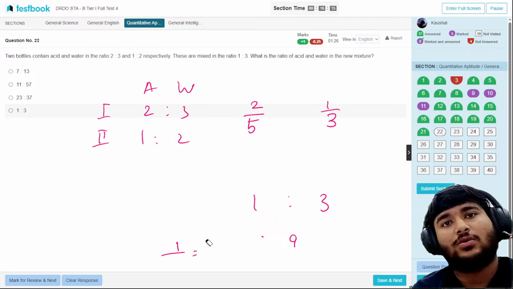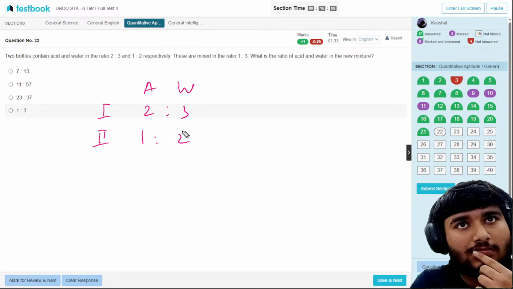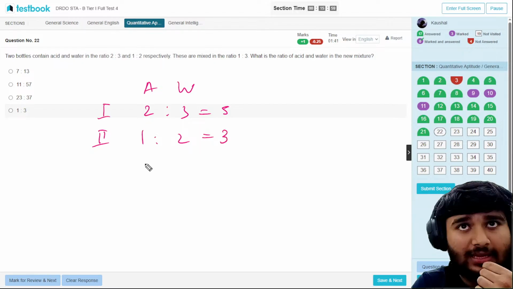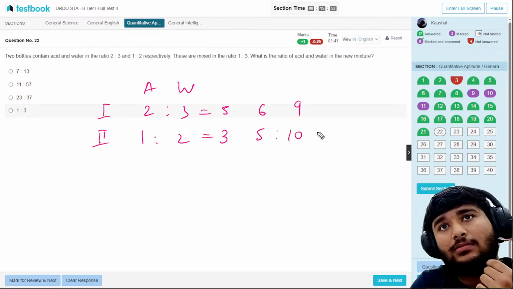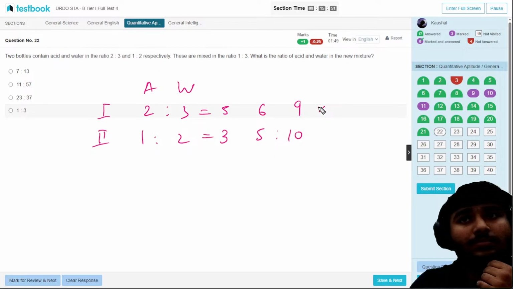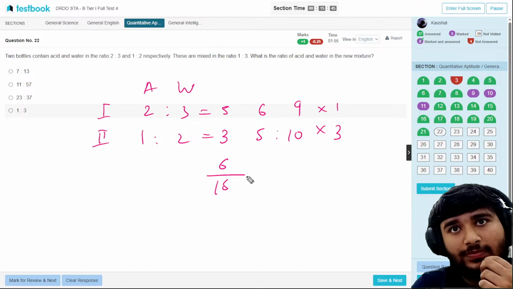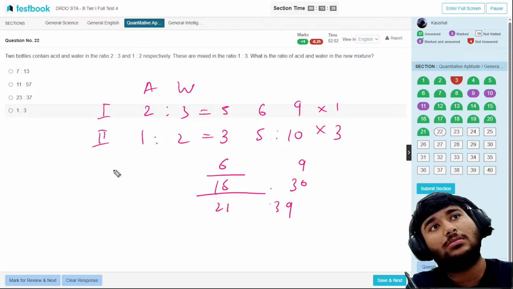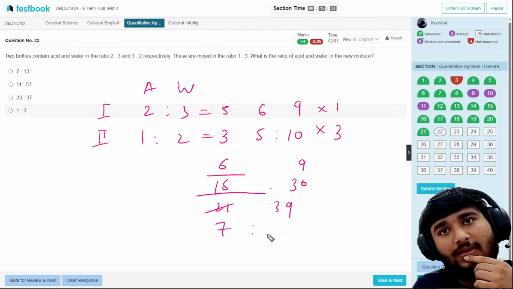इक्वल किया है हमने, इक्वल हुआ है क्या? इक्वल करना है क्या इसको? 6, 9, 5, 10. 6 plus 15 is 21. 9 plus 30 is 39. यही आ रहा है. 3 से कट जाएगा. 3 7 जा, 3 13 जा.